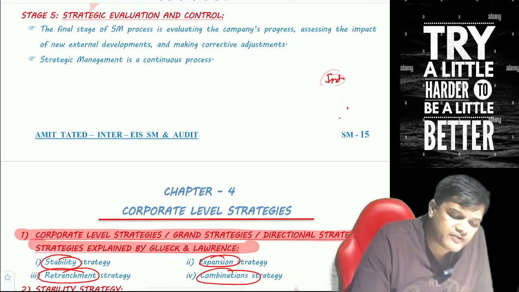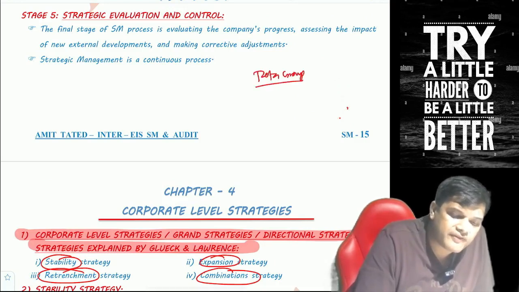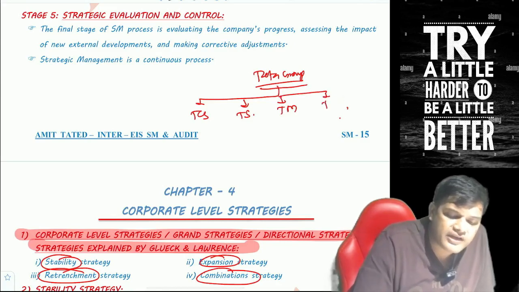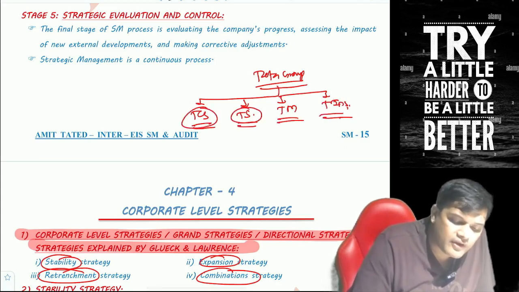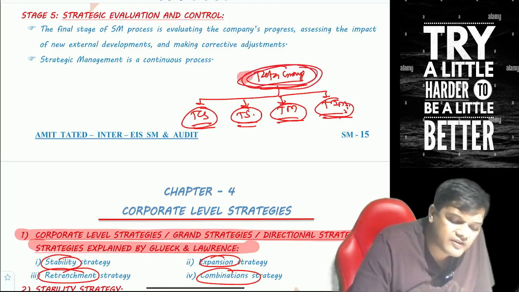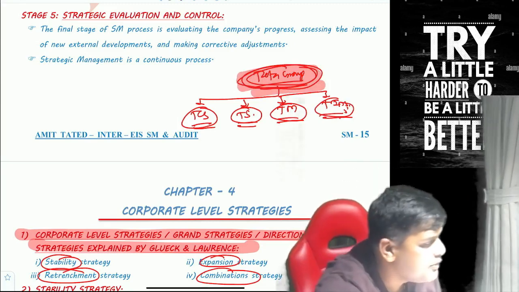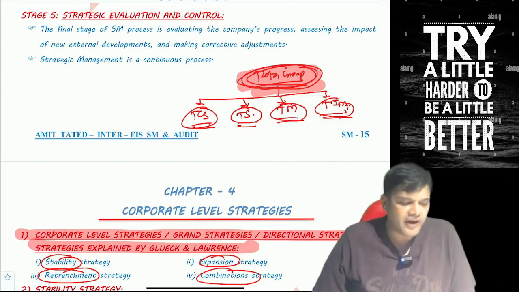Everybody on the screen, just understand this example. If you remember, we have discussed Tata Group. In Tata Group I discussed Tata Consultancy Services, Tata Steel, Tata Motors, and Tata Insurance. This is what we have discussed already. Chapter 4 is basically corporate level strategy. It is about what Tata Group will decide, what Tata Group will do, that is what we are discussing right now.